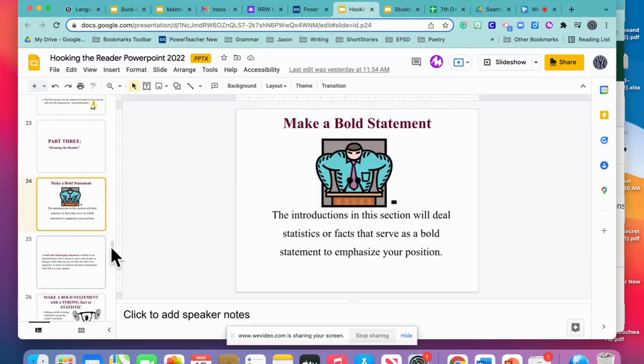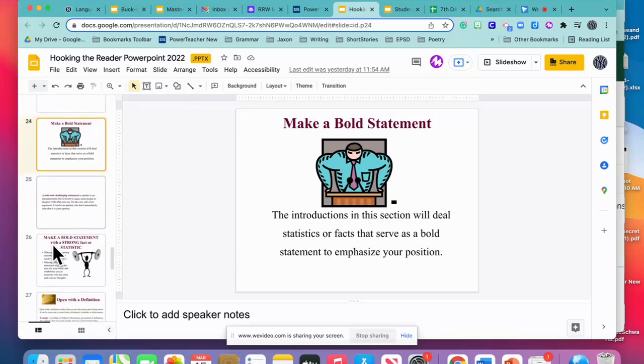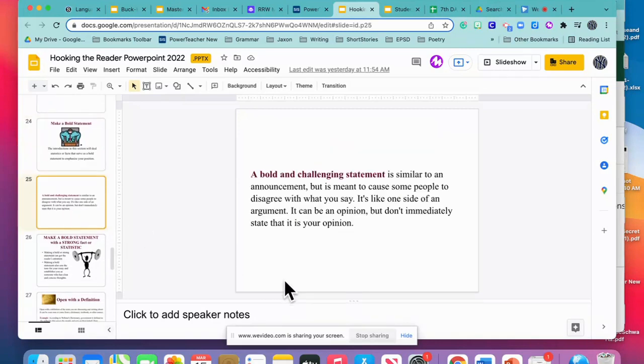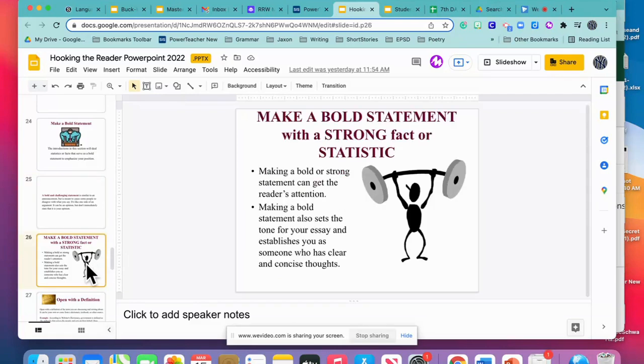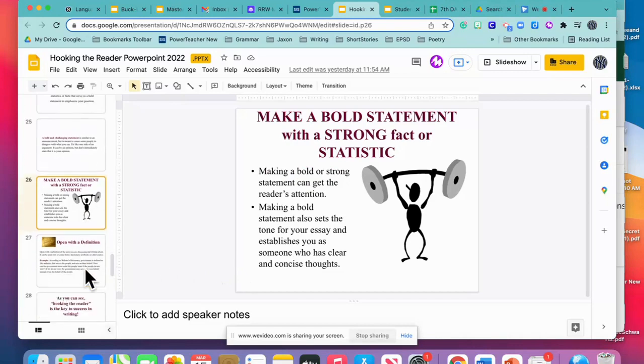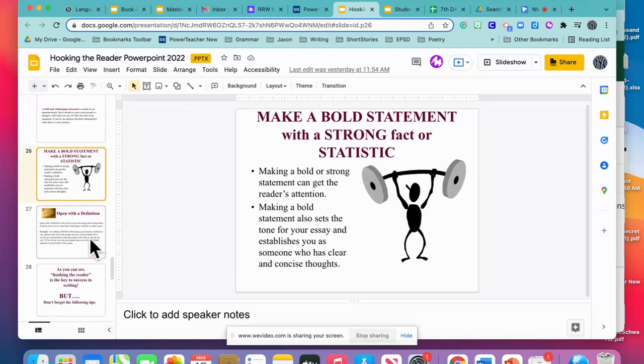All right, next is making a bold statement or a surprising fact. So here you're going to deal with statistics or facts that serve as a bold statement to emphasize your position. This should not be repeated then in your essay. It only serves the purpose of being in your introduction, okay? So a bold and challenging statement is similar to an announcement, but it's meant to cause people to disagree with what you say. It's like one side of an argument. It can be an opinion, but don't immediately state that it's your opinion, okay? So making a bold statement grabs the reader's attention. It also sets the tone for your essay with clear and concise thoughts, or I should say facts or statistics, okay?